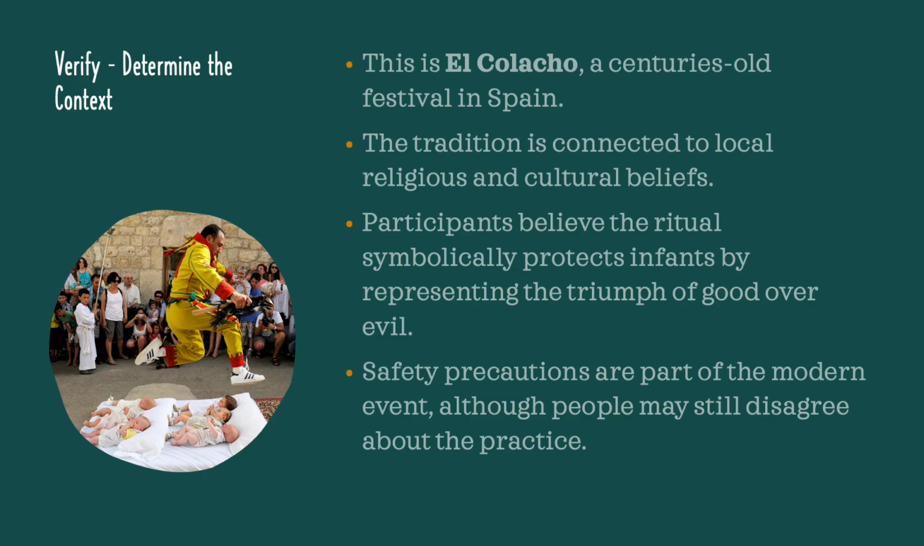So now we're at V for verify. Here's where you determine the context. You do your homework and you figure out what actually is happening in the photo, in the text, and whatever it is that you are interpreting. So this is El Colacho, a centuries-old festival in Spain. This photo is actually from National Geographic, but if you just Google El Colacho or baby jumping festival, you will find lots of pictures of this.